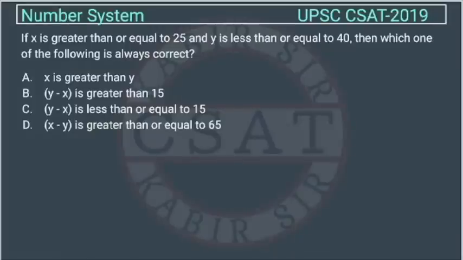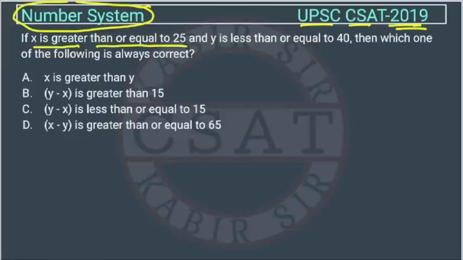So this is a question from number system asked in the UPSC CSAT paper of 2019. If x is greater than or equal to 25, this is the sign of greater than or equal to, we will write it like this. I hope you all know this. And y is less than or equal to 40. Then which one of the following is always correct?